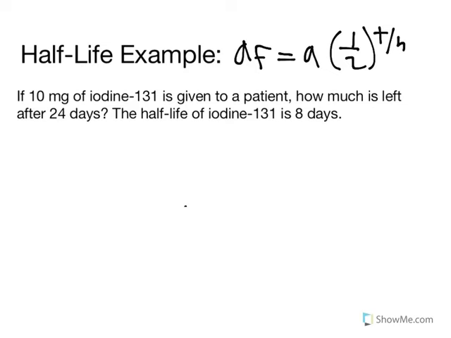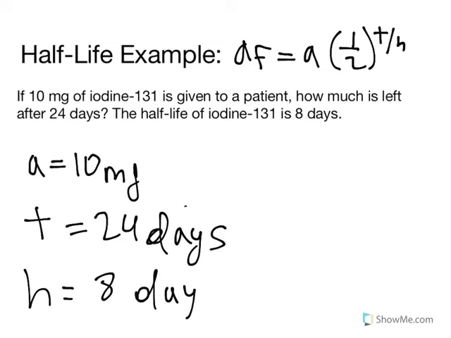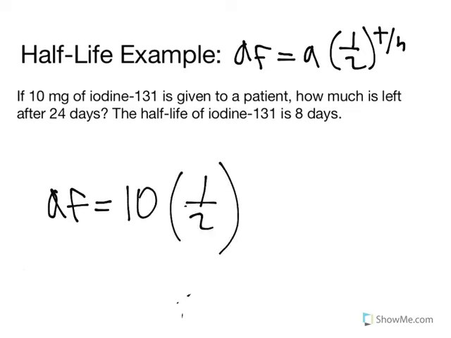Going step by step with the equation, we know that A for the initial amount is 10 because there's 10 milligrams of iodine 131. It is also given that t equals 24 days, and the h is 8 days. So because we're trying to find the final amount, we're going to start by saying that A final equals 10 times 1/2 to the t equaling 24 days divided by the h equaling 8 days.